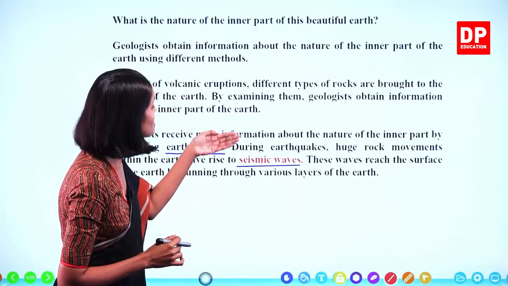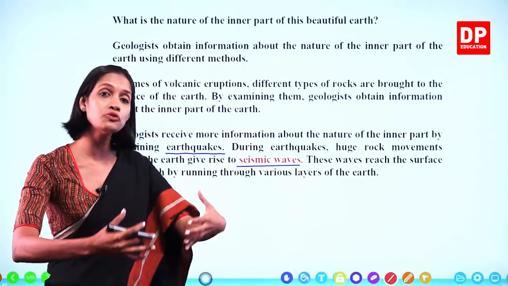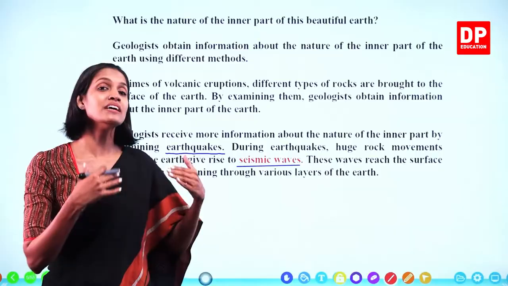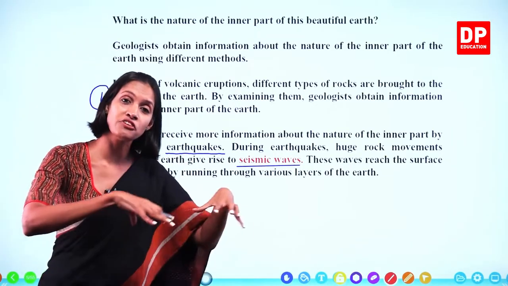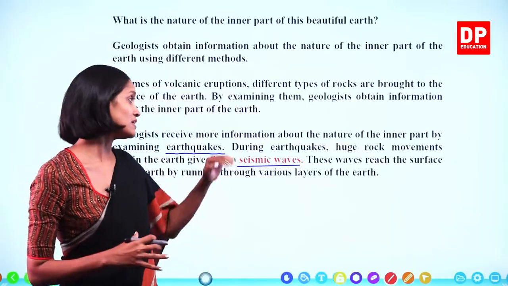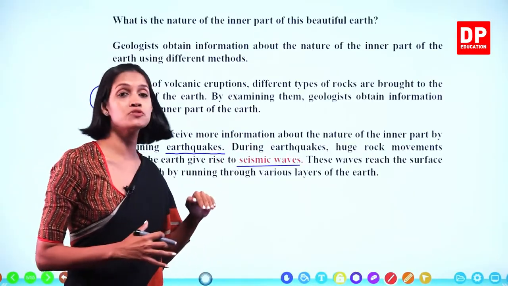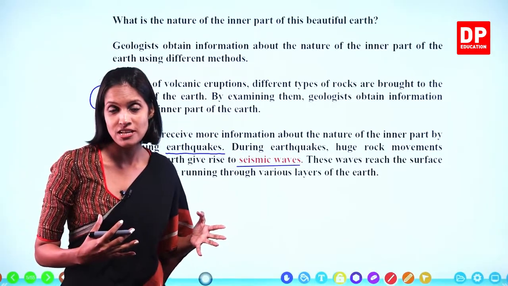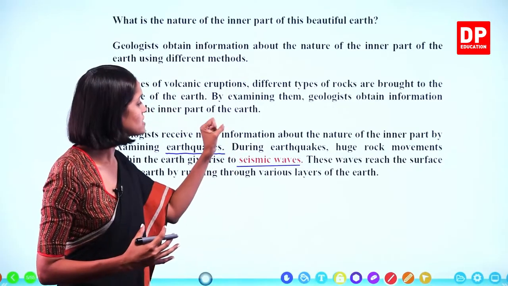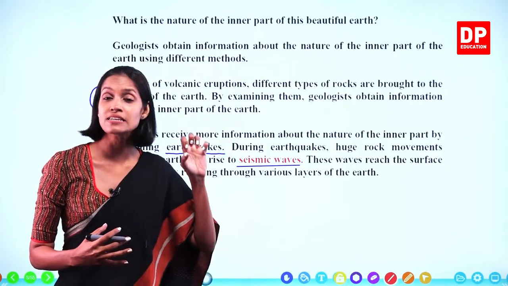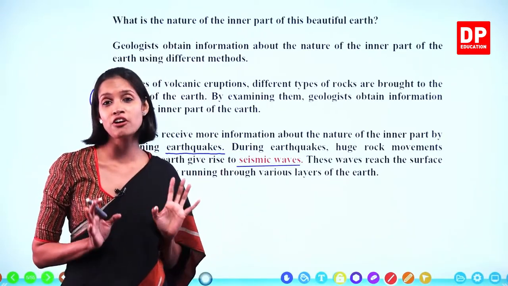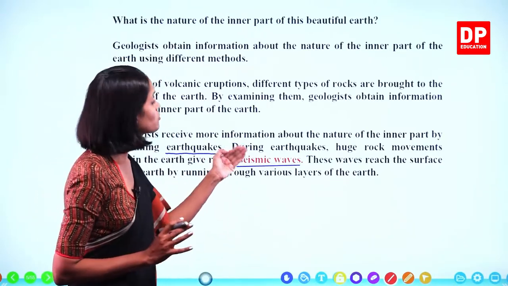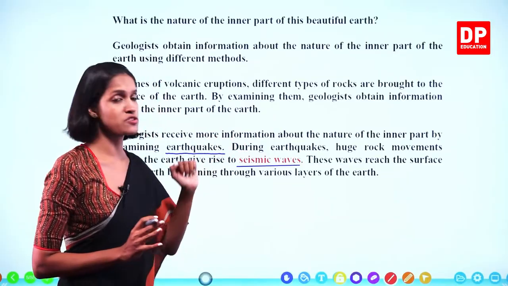Right? So when these seismic waves move through different parts of the earth, its speed changes. Based on the nature of different parts of the earth, the speed of the seismic waves also changes. Right, children? Because of these changes, scientists can understand what would be the nature of that particular part of the earth. So how do they study these seismic waves, children?